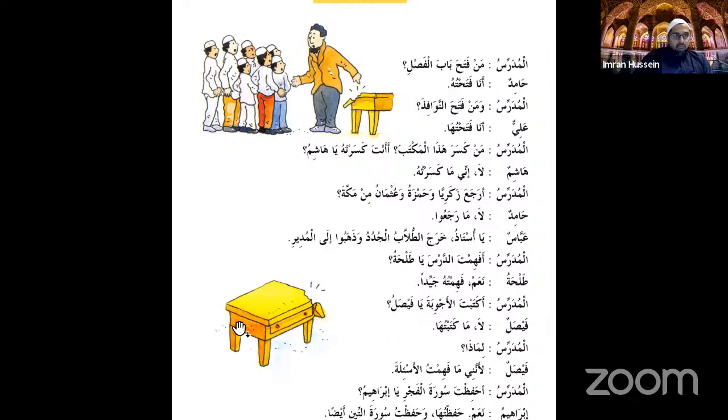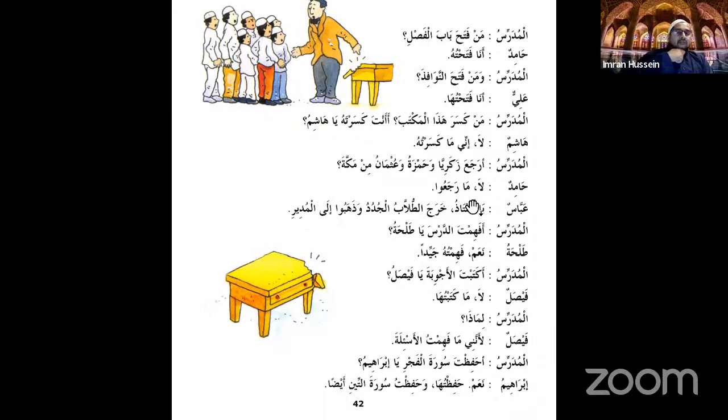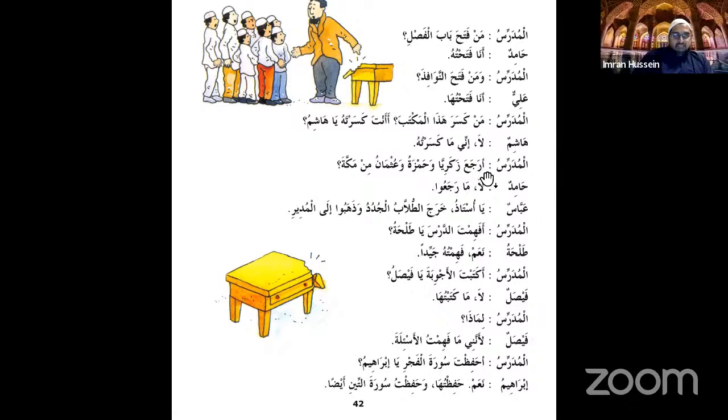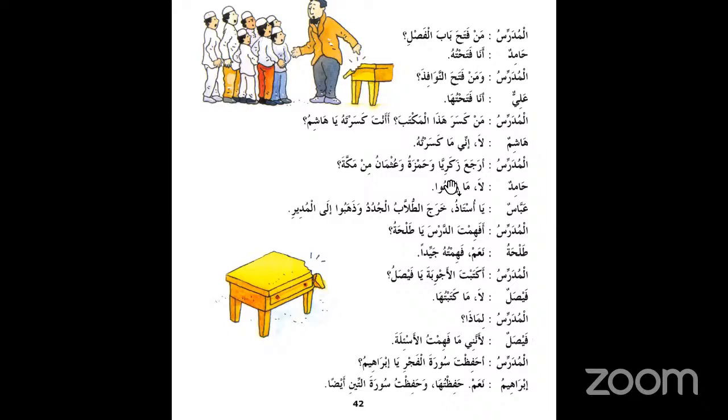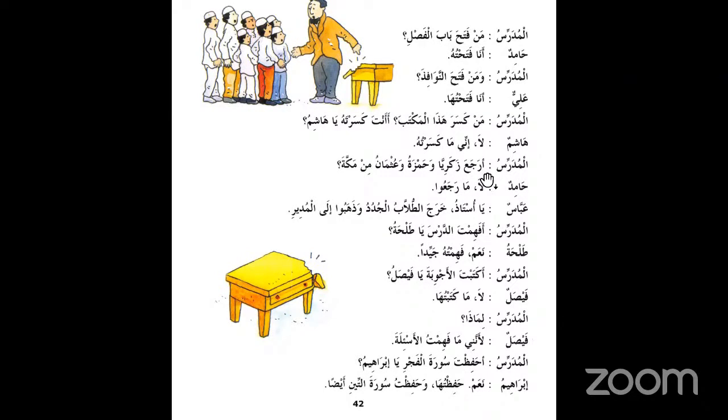Continue. Okay. Araja'a Zakaria. No, raja'a. The a is by itself. Raja'a Zakaria. Say a by itself. A, raja'a. Okay. Raja'a. Correct.